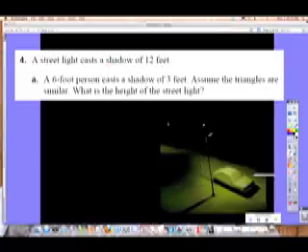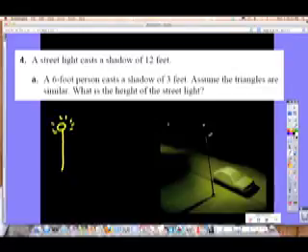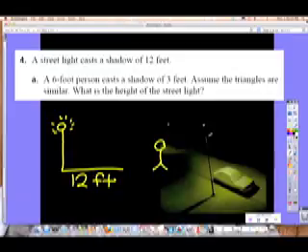Okay. And then a 6-foot person. Oh, now I draw a 6-foot person. Casts a shadow of 3 feet. But how tall is this person? He's 6 feet tall, right? Okay, eyeballs on the board. Where does the variable go then? With the lamp. Here's the x.